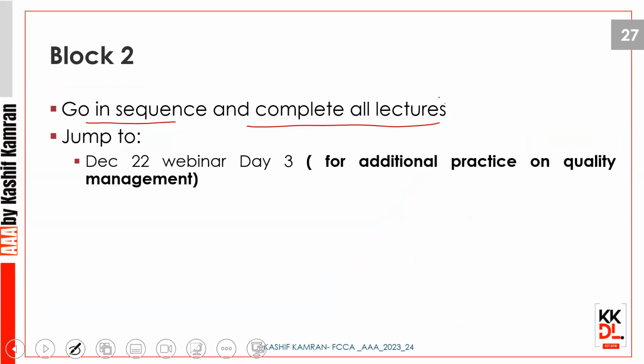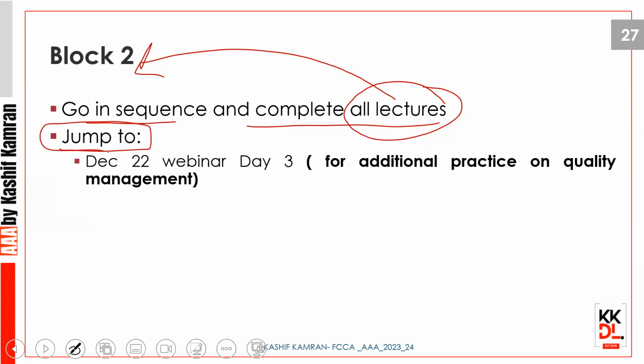After you have completed all lectures of block two, jump to, can you see this word jump to? Jump to December 22 webinar, day three. You know there are webinars given on the portal, right? So you go to the December 22 webinar on the portal and you go to day three of the webinar for additional practice on quality management. So after you have completed all lectures of block two, you will jump to day three of the December 22 webinar for additional practice on quality management. That will mark the end of block two.